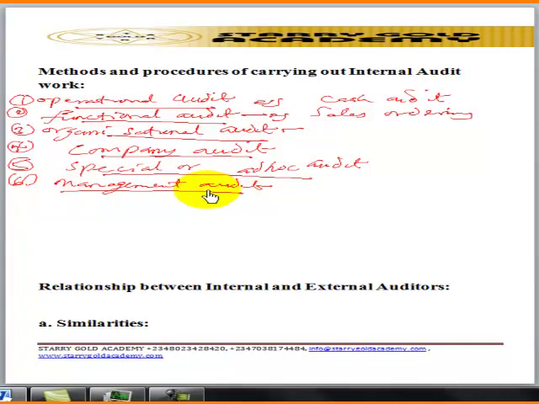The management audit. This is an inquiry into the advisability of any of the policies of the directors in furthering the objective of the company as defined in the memorandum, and or into the efficiency with which they are securing the execution of those policies. It is an appraisal of organizational structure and policy to ensure efficient management. It is also known as operation audit or efficiency audit.